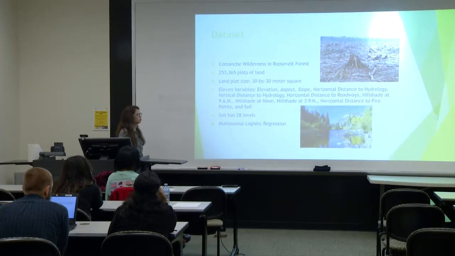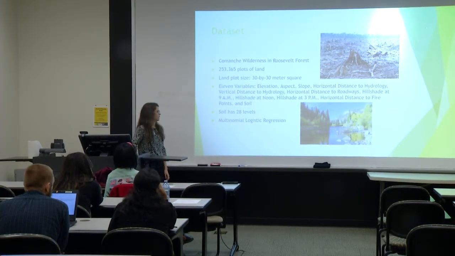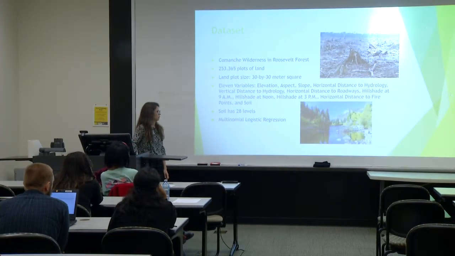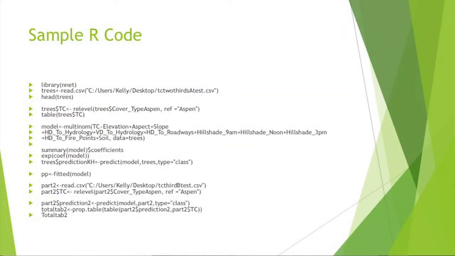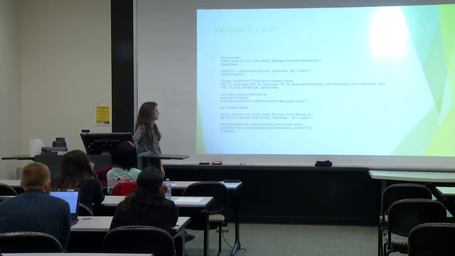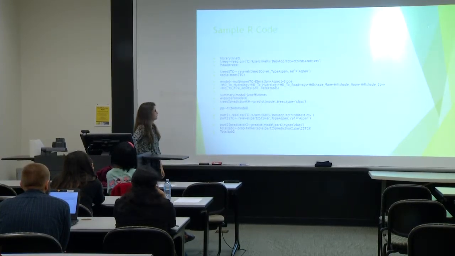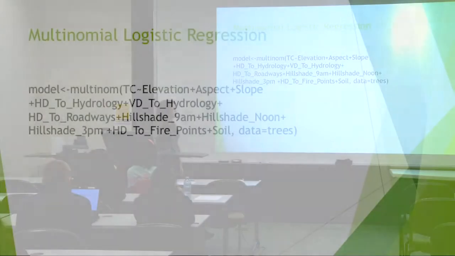And to figure out which type of tree will grow best in a given plot of land, I use multinomial logistic regression. So this is some of my code that I use. This is like the highlight of it. I'm going to go into more detail, but I use the library nnet, and I set the base as aspen, and the soil base is soil type 10.